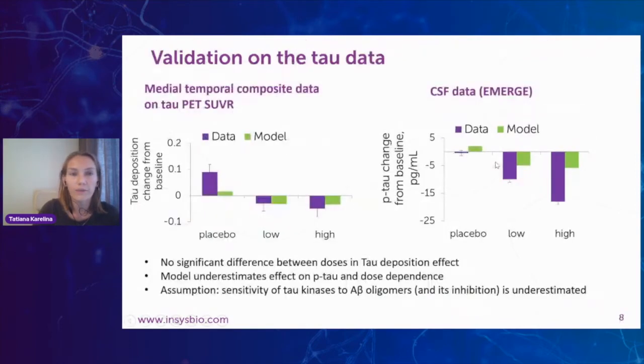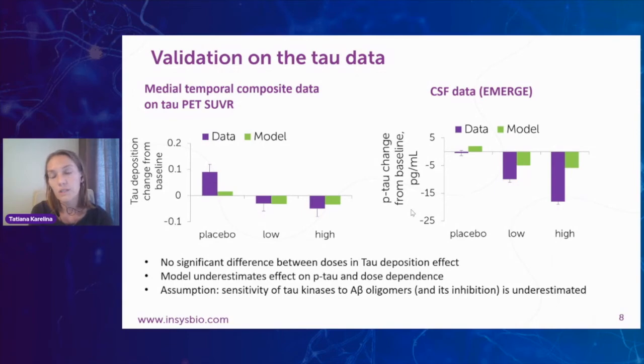We have also validated our model on the data available for tau pathology. Our model describes more or less satisfactorily a reduction of tau PET as compared with the medial temporal composite data, and approximately, just like with the data, there is no significant difference between low and high dosing for reduction of tau deposition. Then we compared with the data our model predictions for CSF data on phosphorylated tau on the difference versus baseline.